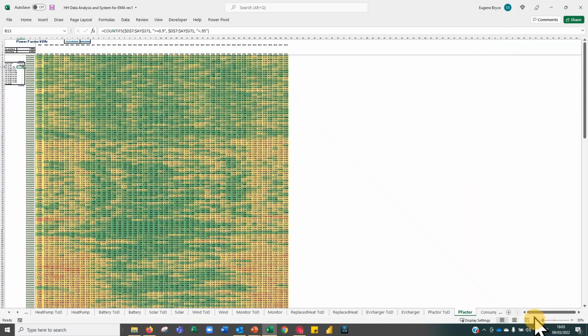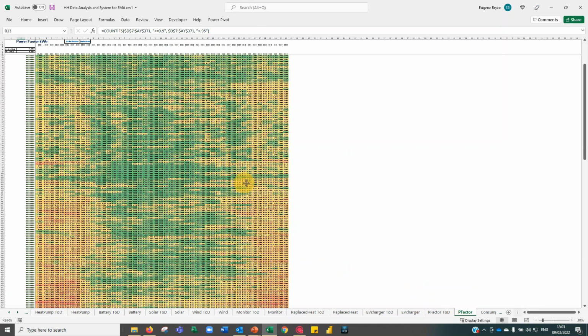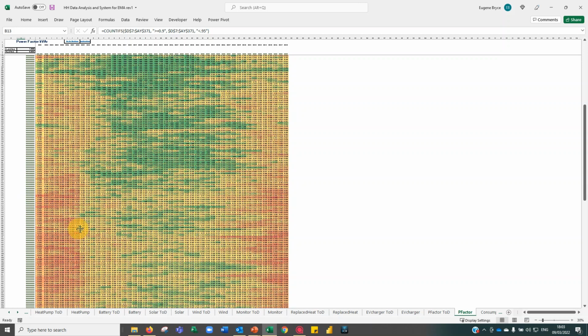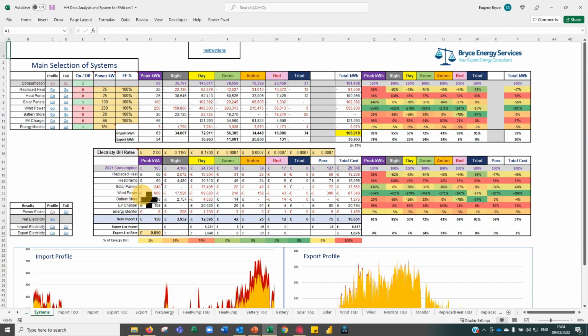So just zooming out, you can see at nighttime, there's significantly more red, but it's marginal red. It's just the color scale to show a difference. And that's air conditioners at night on a warm summer's evening, and that reflects the spike that we saw earlier. So that's power factor. Go back to systems.